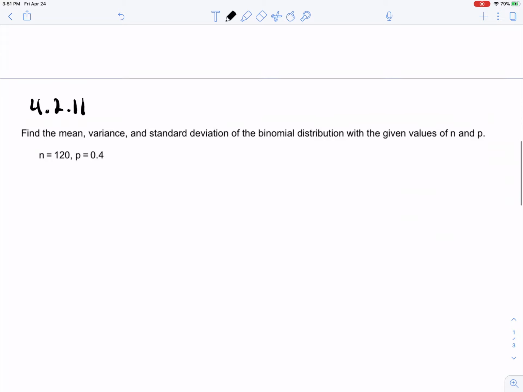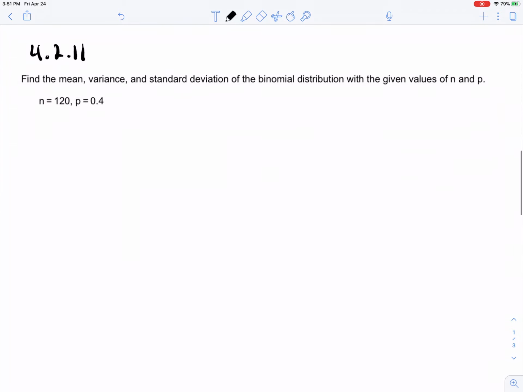I just got this question that came in from section 4.2, question number 11. Let me think about it. This is from Applied Statistics, AppStats, right? It says find the mean, variance, and standard deviation of the binomial distribution with the given values of n and p. I think this is what we just did today.